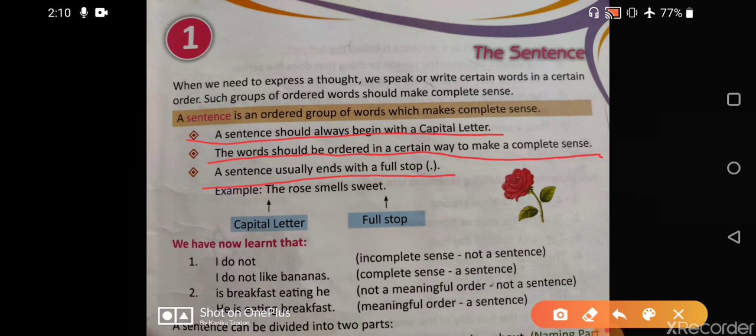"Is breakfast eating he?" This is a jumbled group of words. This is not put in a very correct order. That's why we are not understanding, and this does not give a complete sense. "He is eating breakfast." It is a meaningful sentence. Why? Because while we are reading this, "he is eating breakfast," it is easy for us to understand that this sentence is talking about a boy who is eating his breakfast. I hope this much part of the chapter is clear to you.